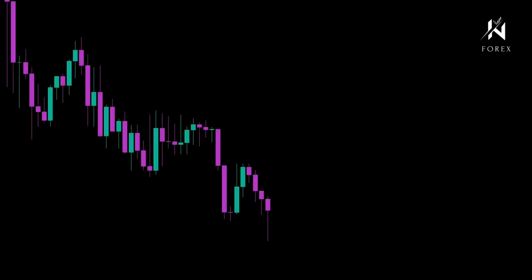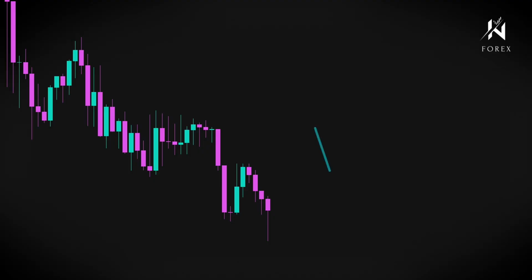From here, we shift to the M1 chart to confirm. On the M1, you want to look for a change of character, CHoCH. This is your main confirmation. Right here, we get a fractal high break, signaling that momentum is shifting. Once the change of character is confirmed, we wait for a small M1 pullback, and then that's our entry.